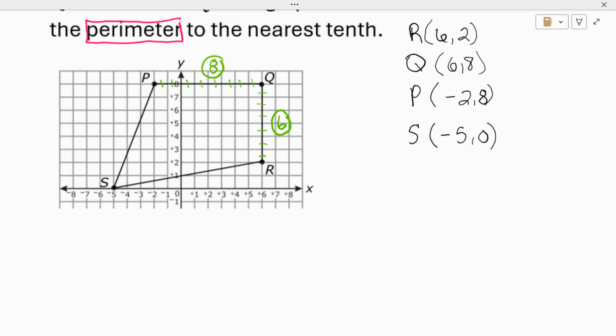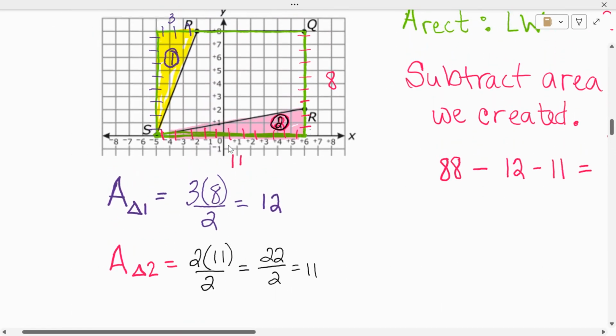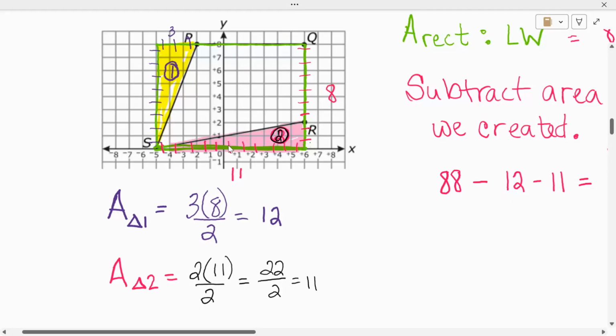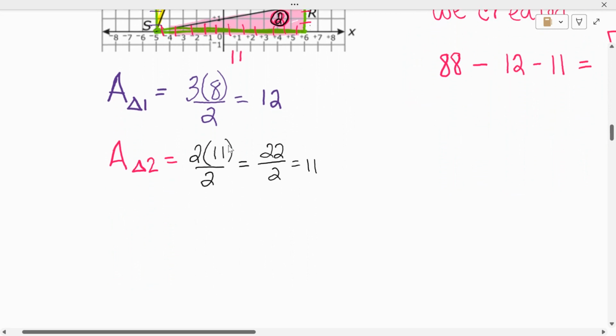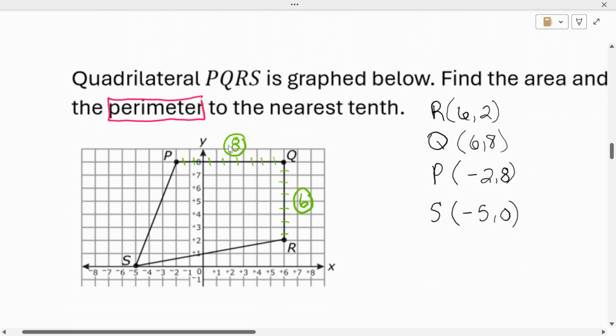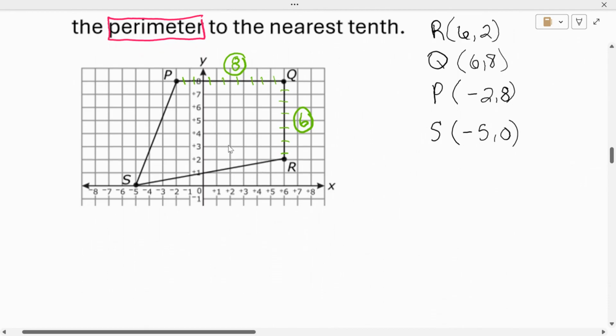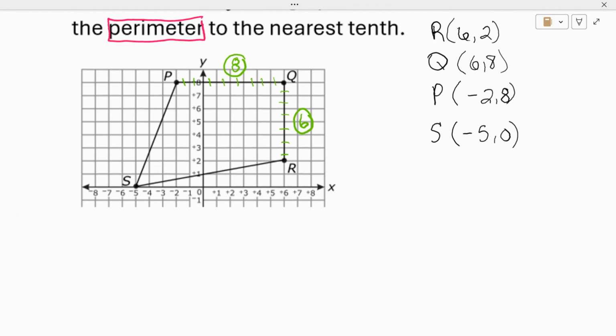How in the heck are we going to calculate those diagonals? Well, what did we do to them before? What did we turn those into up here? A right angle. We turned them into right triangles. Do we know how to calculate the missing side of a right triangle? Pythagorean what? Yes, good job.